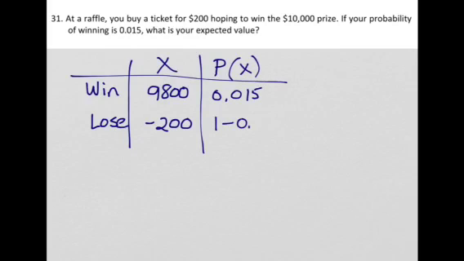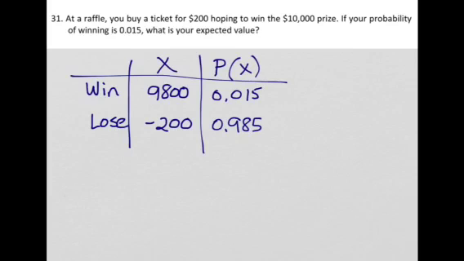So the probability that you win was given in the problem as 0.015, and the probability then that you lose is 1 minus that, which is 0.985. So we just take 1 minus the probability of winning to get the probability of losing. I'm going to take that work out and move this over. Okay, so now we have a little table of winning and losing.